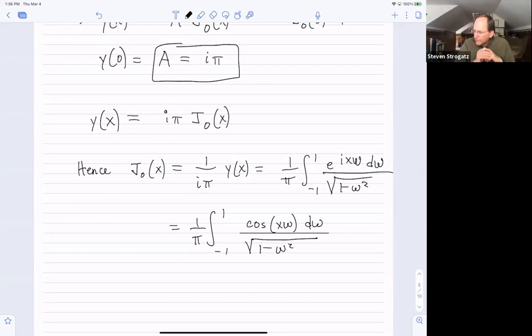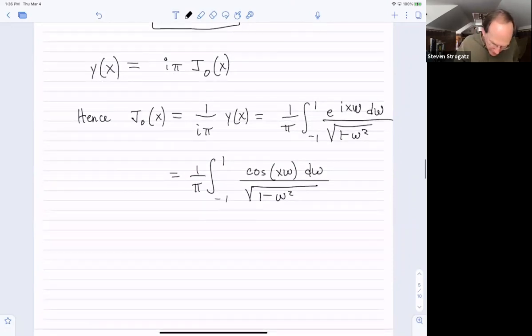So that's a nice representation of the Bessel function. Now, I don't know. You could do a little more manipulating to make it look like what we're used to. Maybe I'll just do those steps. So here would be the steps. You could say, well, this is also twice what I would get if I integrated from 0 to 1.